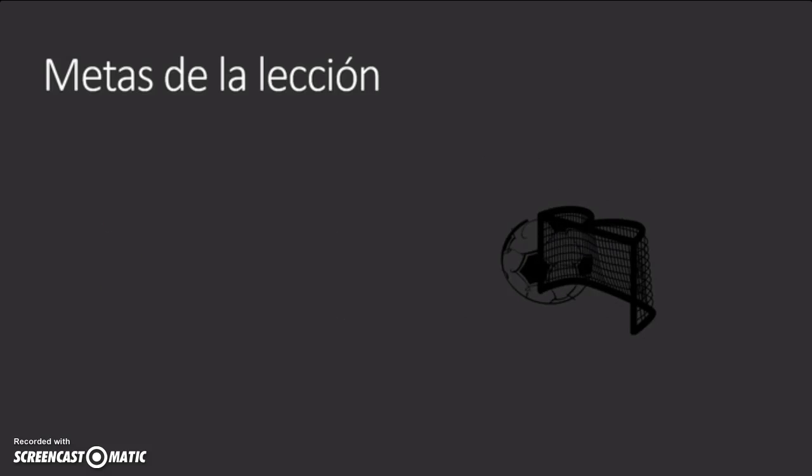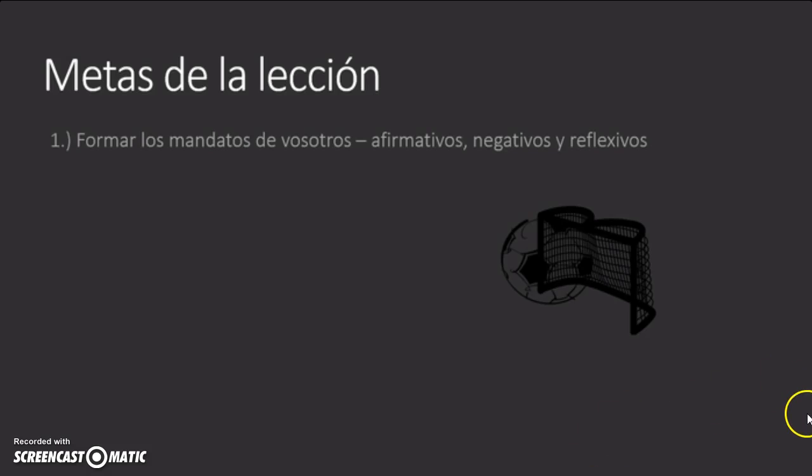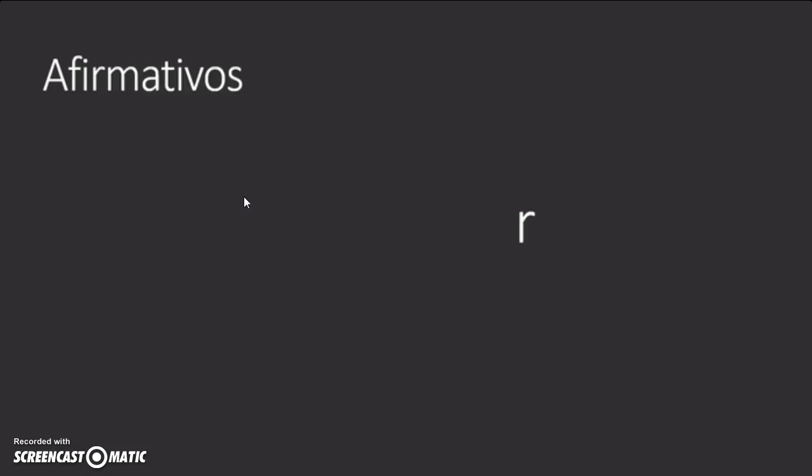Tenemos dos metas de esta lección. Metas se dice goals. So we only have two. Very first one is to form the vosotros commands. We're going to talk about how we form affirmative commands, negative commands, and reflexives. They're going to be a little bit different for vosotros. And then I also provide you with some practice slides, so you can practice right there at the same time that you're learning the formation.